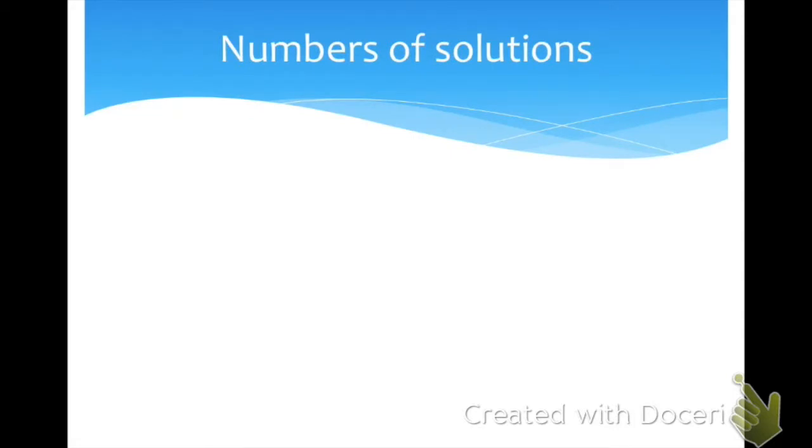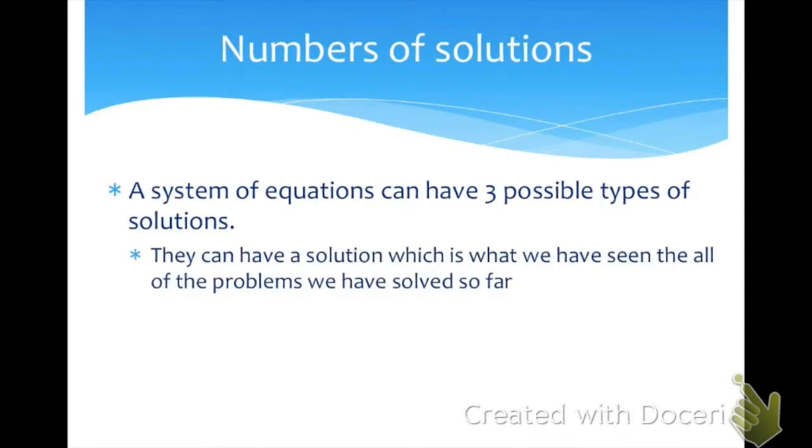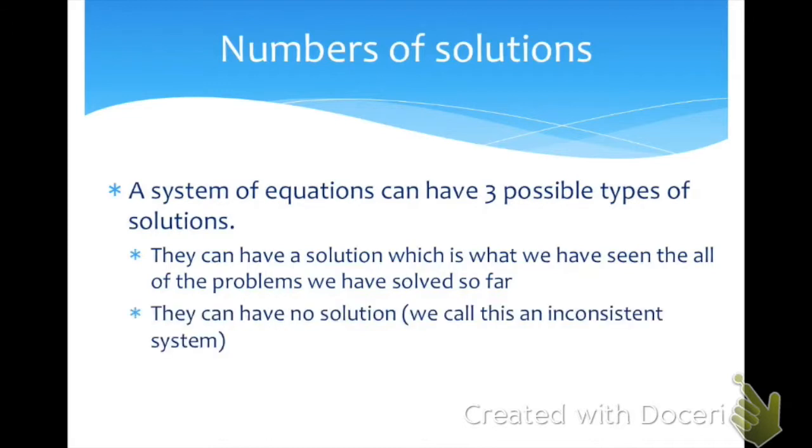So, number of solutions. We've only talked about where we have the one solution. We get the 1 point. But actually systems of equations have three possible types of solutions. One could be that it has the 1 point like we've seen so far. The other one could be that they have no solution. We'll call that an inconsistent system.